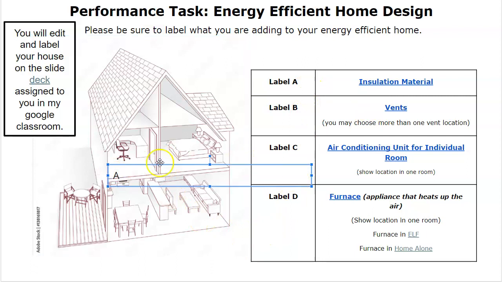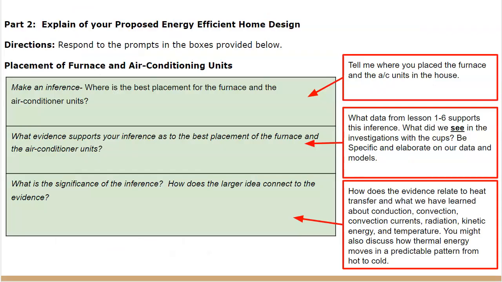Then the next thing you're going to do is go into the actual writing and explaining. The first thing you're going to do is the part for the furnace and the AC unit, okay? And you're going to tell me where is the best place for the furnace and the AC to go. So I believe that the best place for the AC to go is wherever you decide to put it.